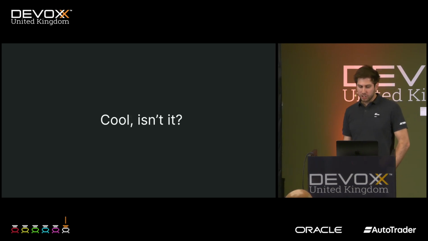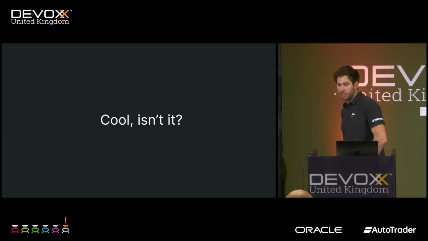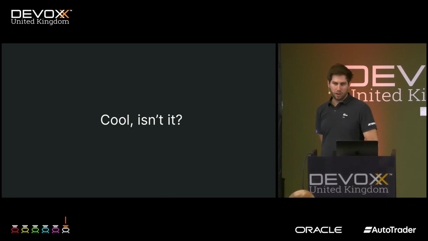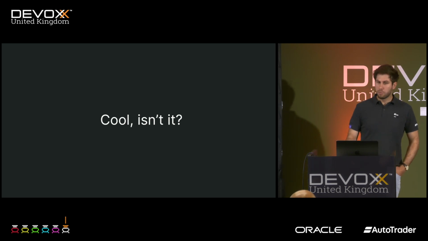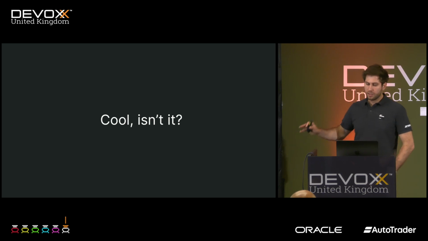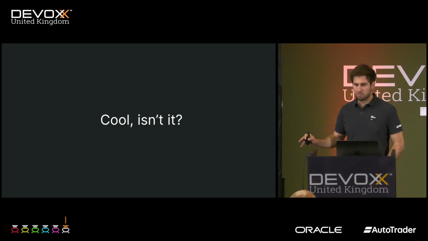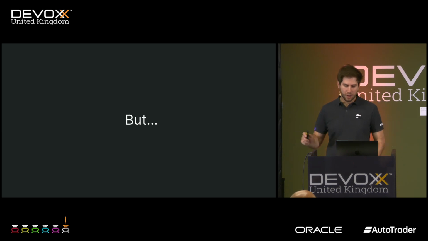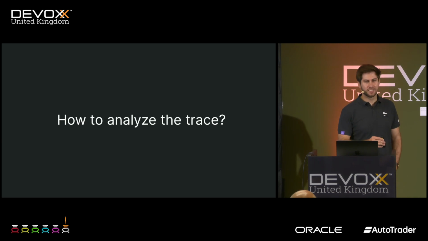So that's how Lincheck works. And that's cool, right? So it's 10 lines of code. You simply declare the operations, you run the magic button, and then you get very detailed instructions on how to reproduce the error. But how to analyze the trace?